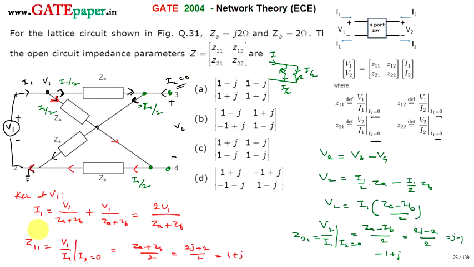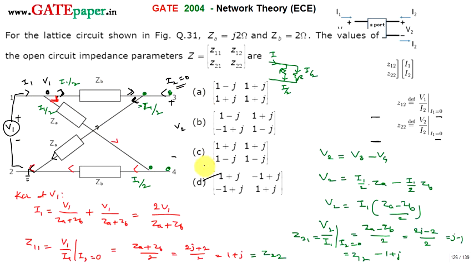So Z11 is the same as Z22 and Z21 is the same as Z12. Simply the ports are interchanged, with 1 replaced by 2. Then Z11 is the same as Z22, and Z21 is the same as Z12. So the right answer for this question is D. D is the right answer for this question.